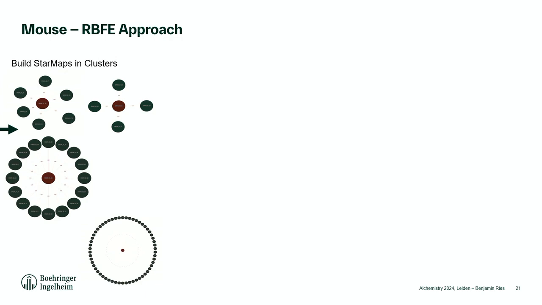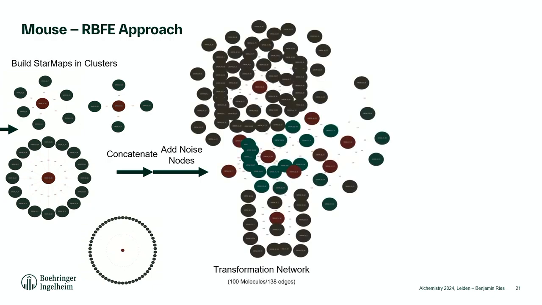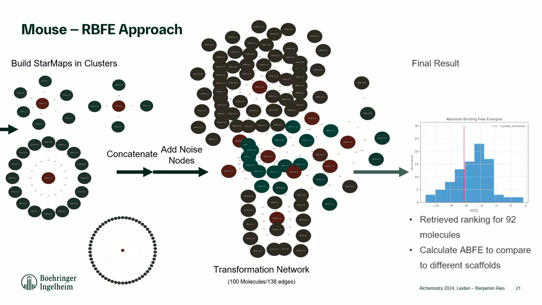All the clusters were now put into star maps. Those star maps were concatenated by 3 edges each. Noise clusters that we had were also added to this. And this is how we ended up with this starry sky network, which is quite an efficient and robust network in our hands, at least right now. And this resulted in those from 100 molecules, we got 92 back, and could then also compare them with ABFEs from the cluster centers on. That's exactly what Annika just told you.